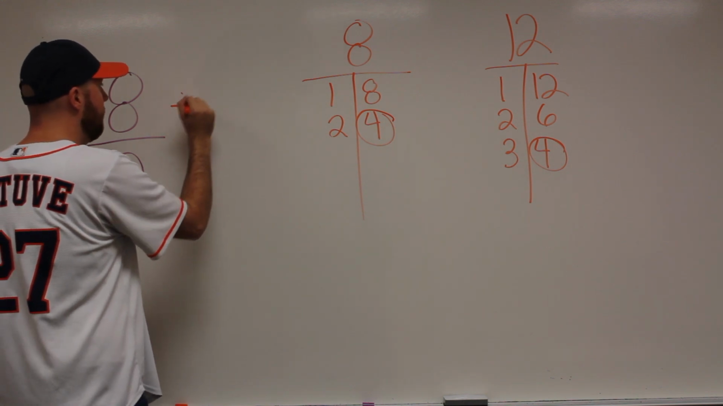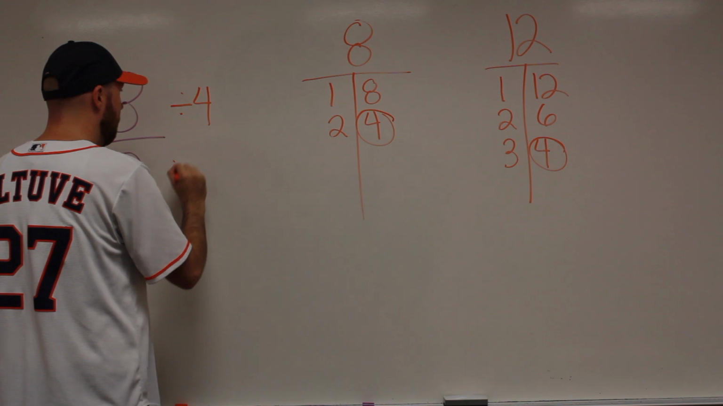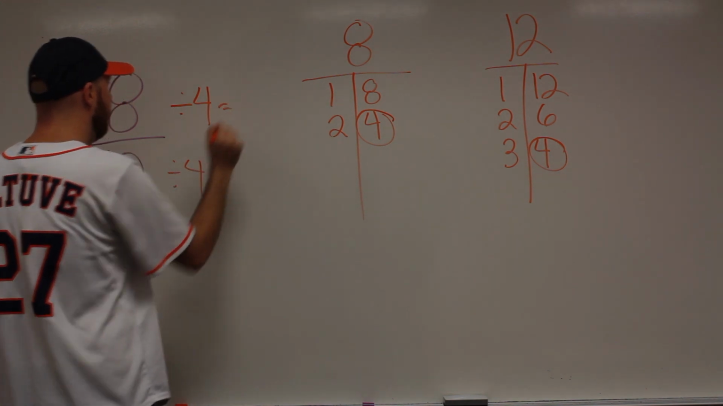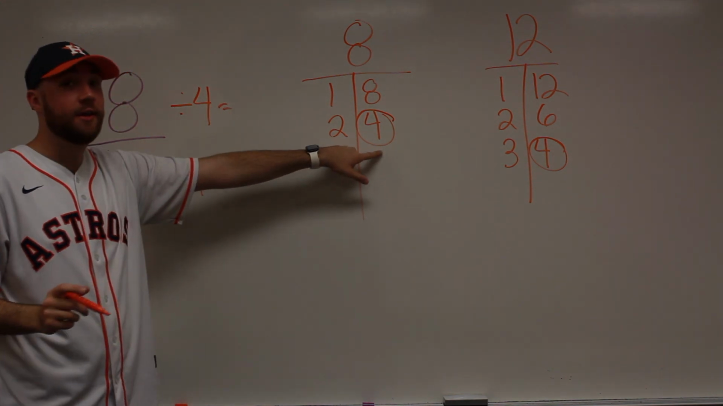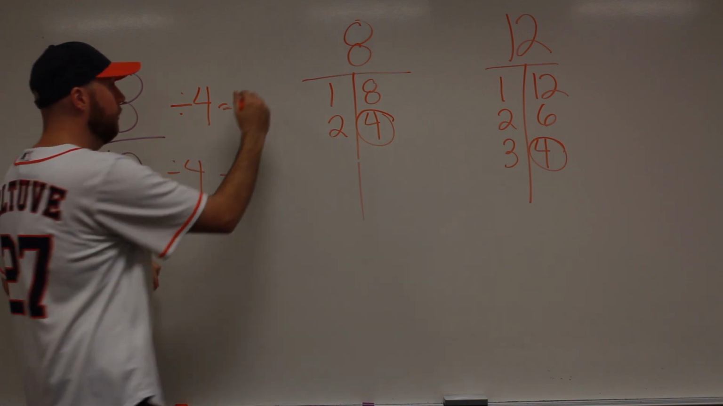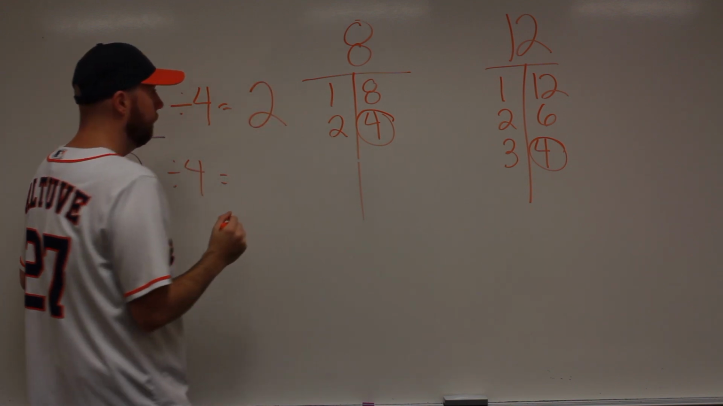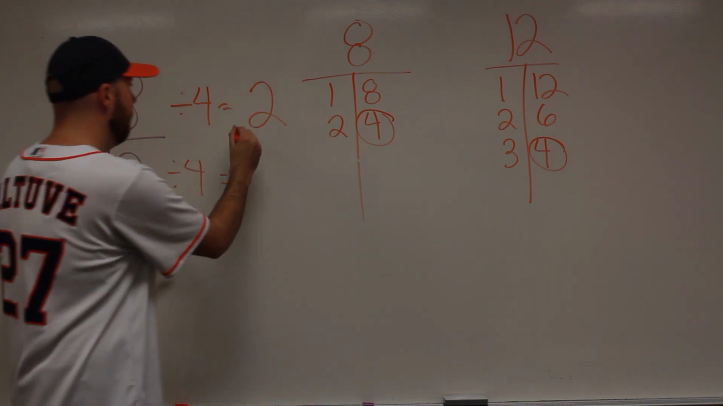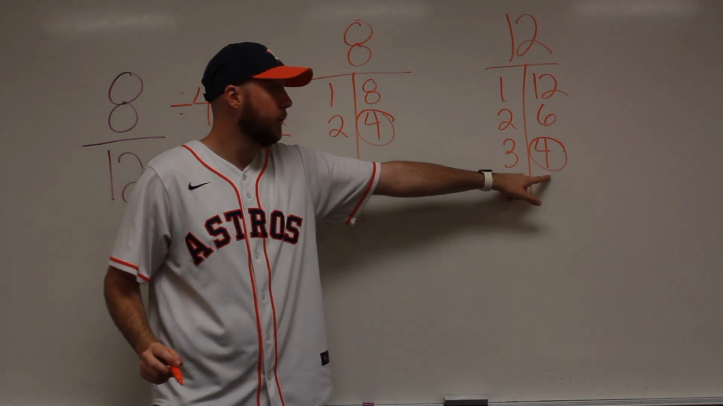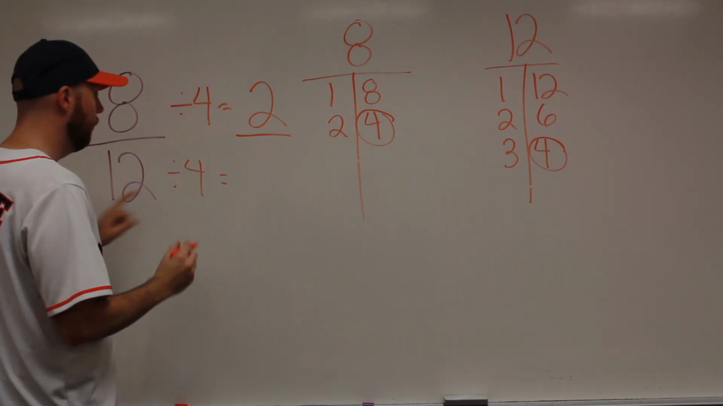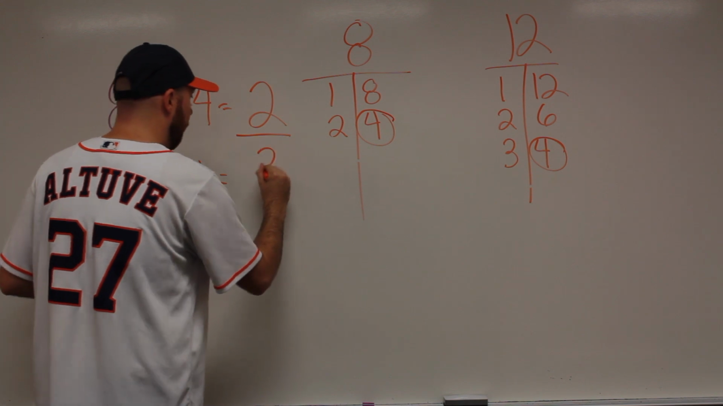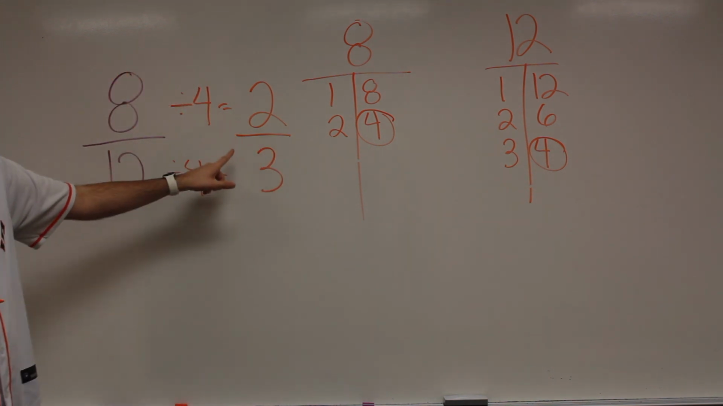Right, we can divide both by 4, divide by 4, divide by 4, and we get 8 divided by 4. We already did the work here, is 2. And for 12, we already did the work again, 4 times 3. So 4 goes into 12 3 times. So our answer would be 2/3.